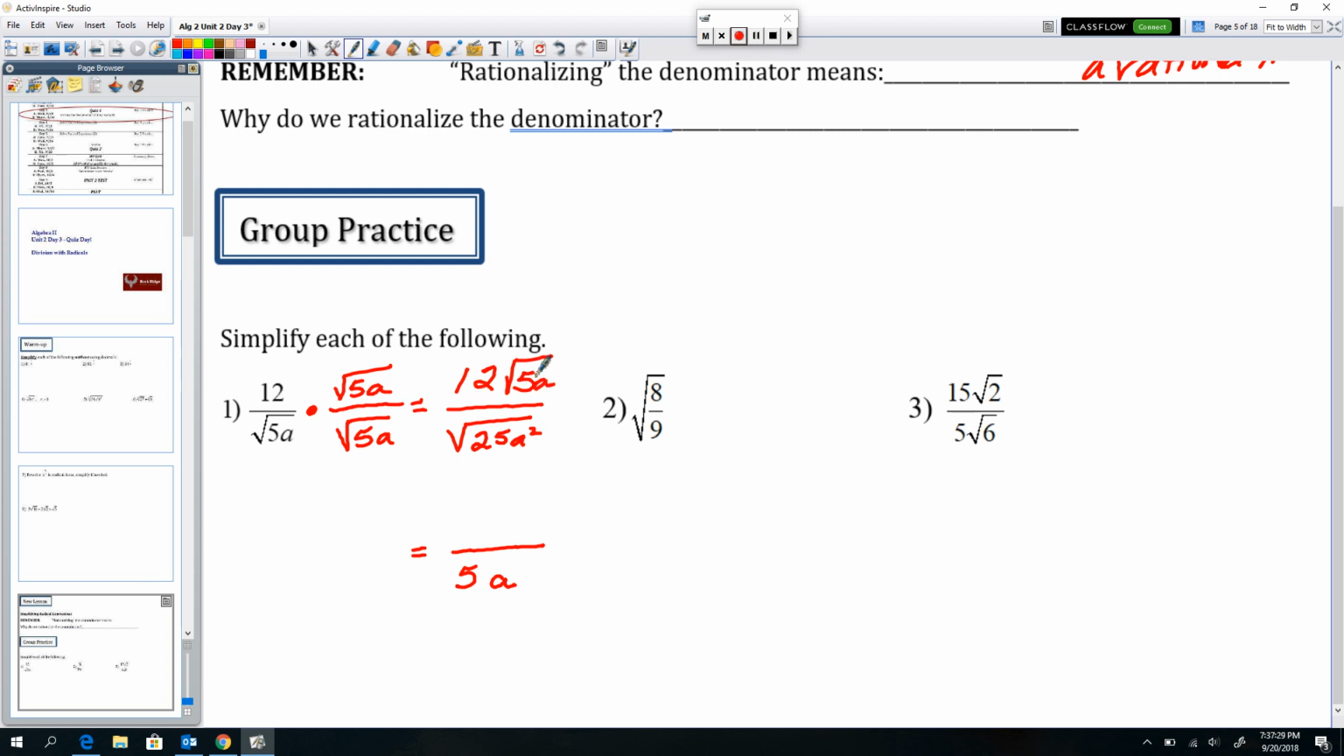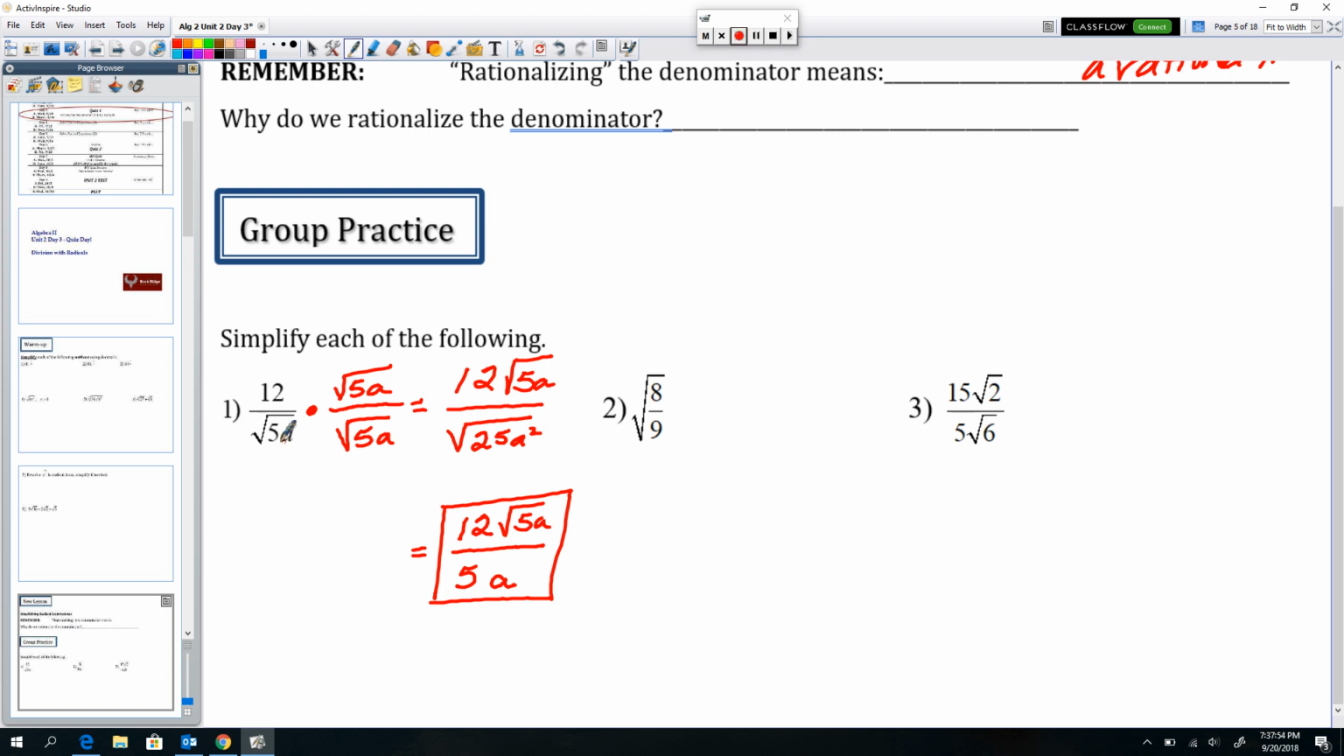Always look and see if there's something to simplify up here. It doesn't look like there is. There's really nothing I can do about 5a. There's nothing to break out and put in front. So my work here is done. I have 12 times the square root of 5a over 5a. There's nothing to be done with this 12 and 5. There's no other a to cancel out. So I am finished. Okay, and I have rationalized my denominator.